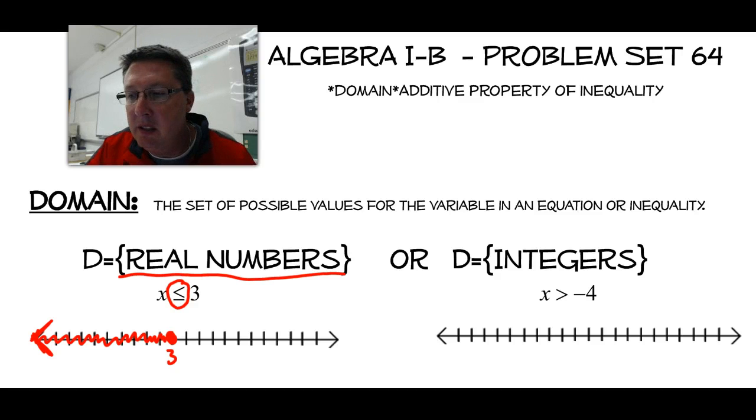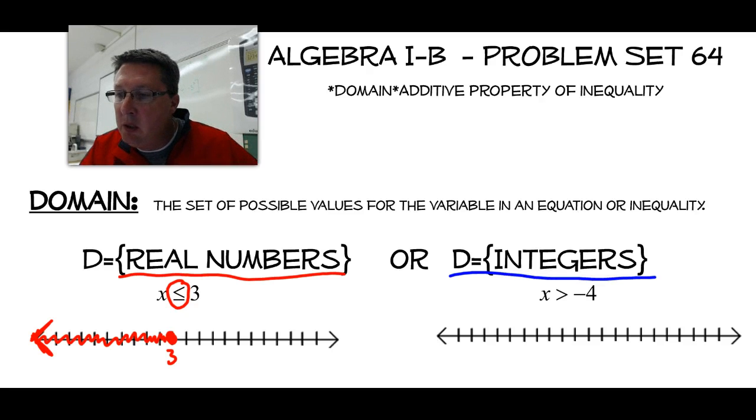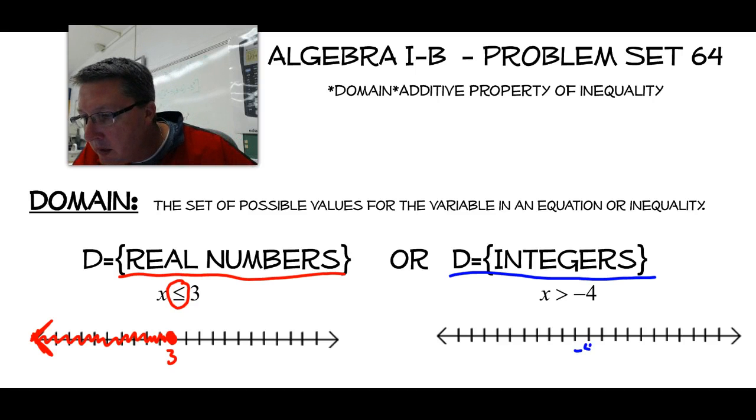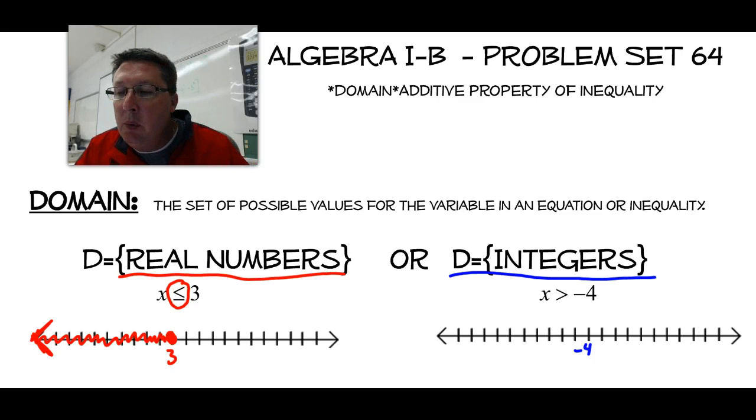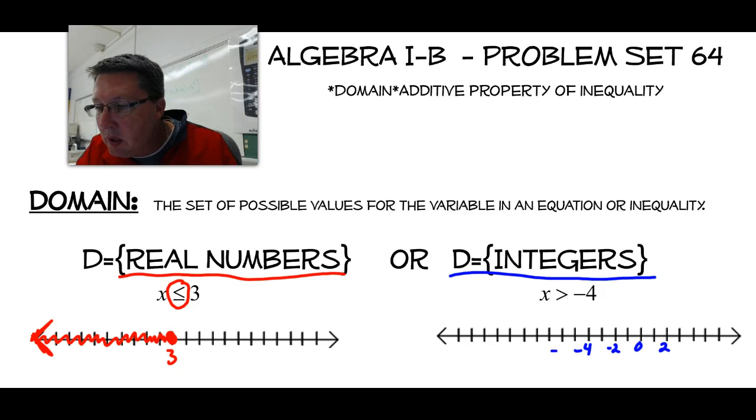Where it's different is this other problem where our domain is integers. When our domain is integers, I still want the main number, -4. I'm going to put that right in the middle, right here. Now I want to see a few numbers to either side. Since the little marks are kind of close together, I'm going to go every other one. Make that -2, that's 0, this would be +2. Going this direction, there's -6, -8, -10.